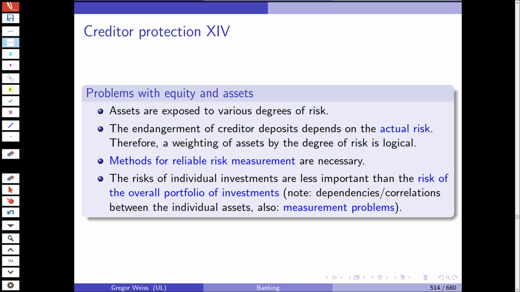Some other problems with equity and assets. Now, assets are exposed to various degrees of risk, and the endangerment of creditor deposits depends on the actual risk. Therefore, we need a weighting of assets by the degree of risk. We need methods for reliable risk measurement, and the risks of individual investments are less important than the risk of the overall portfolio, because equity is available at the bank level. We are also required to look at the portfolio risk of all investments at the bank level. So this is the difference between the portfolio view and the individual investment view. For capital management, we need to look at the overall portfolio risk.